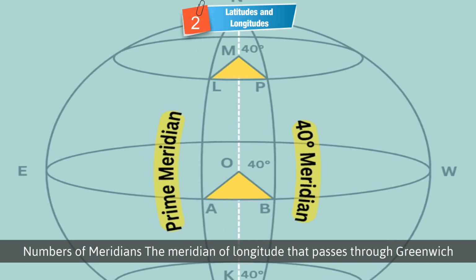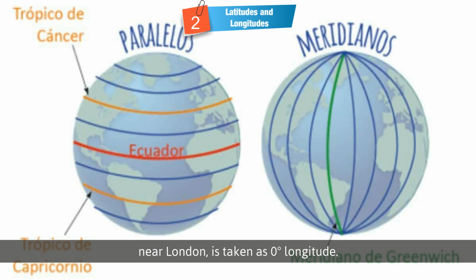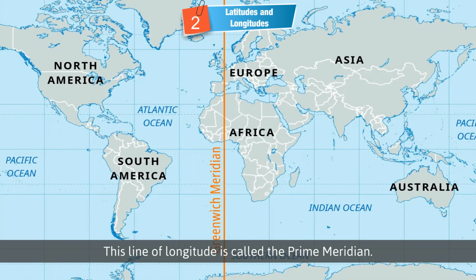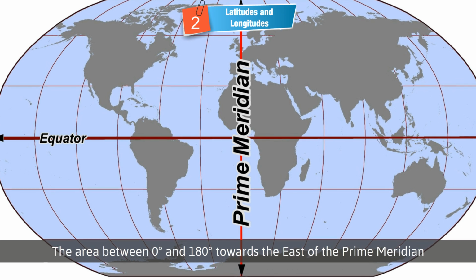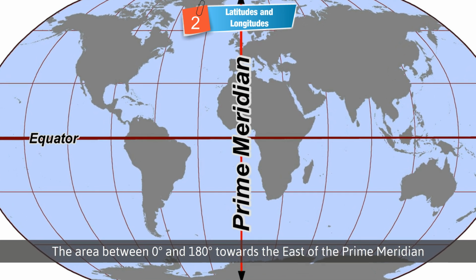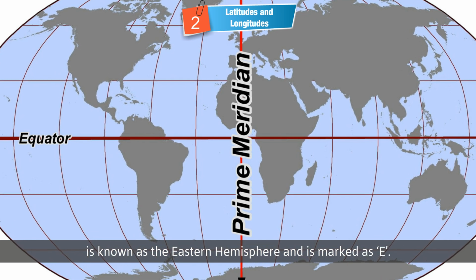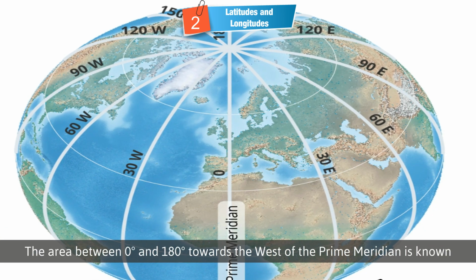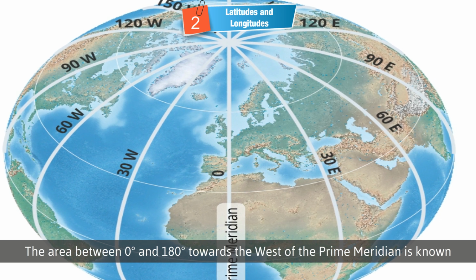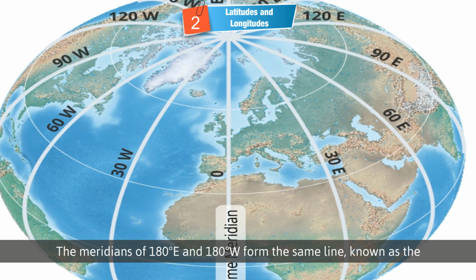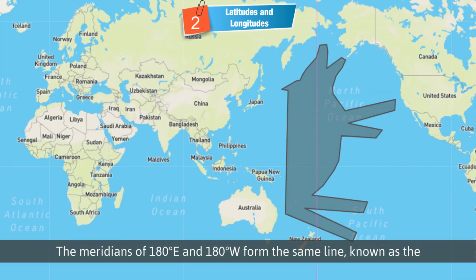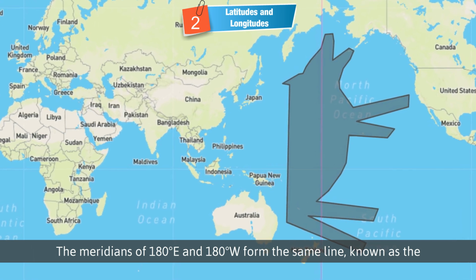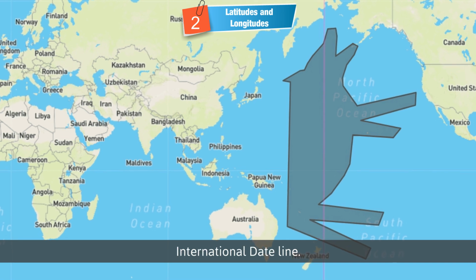Numbers of meridians. The meridian of longitude that passes through Greenwich near London is taken as 0 degree longitude. This line of longitude is called the prime meridian. The area between 0 degree and 180 degree towards the east of the prime meridian is known as the eastern hemisphere and is marked as E. The area between 0 degree and 180 degree towards the west of the prime meridian is known as the western hemisphere and is marked as W. The meridians of 180 degree east and 180 degree west form the same line, known as the International Date Line.